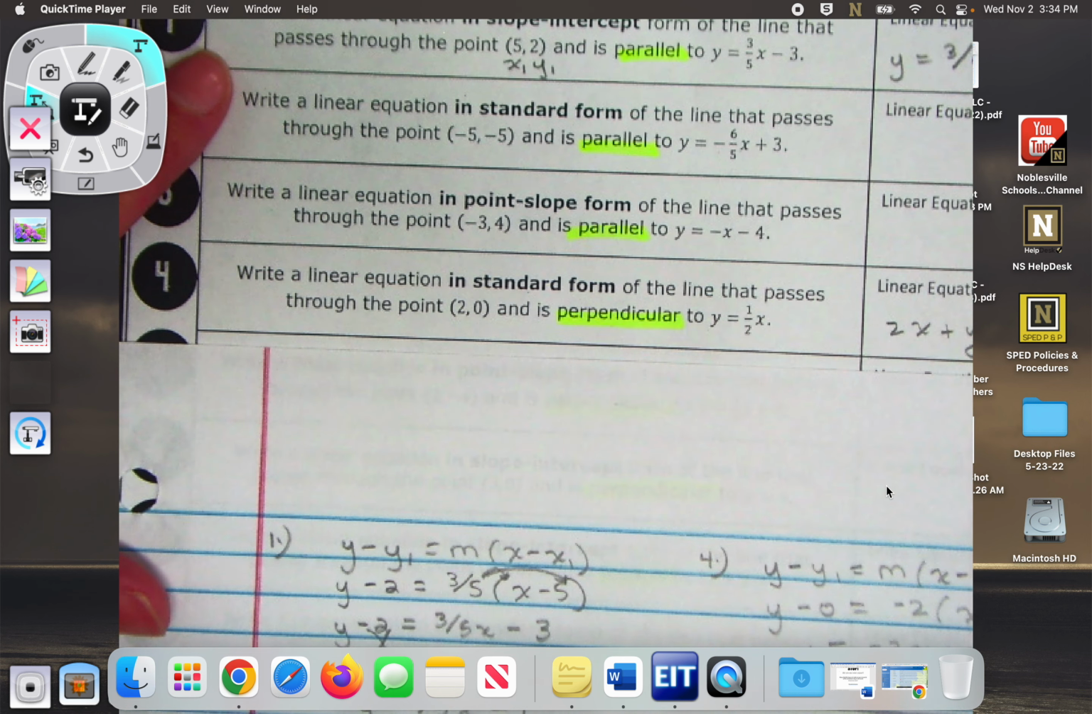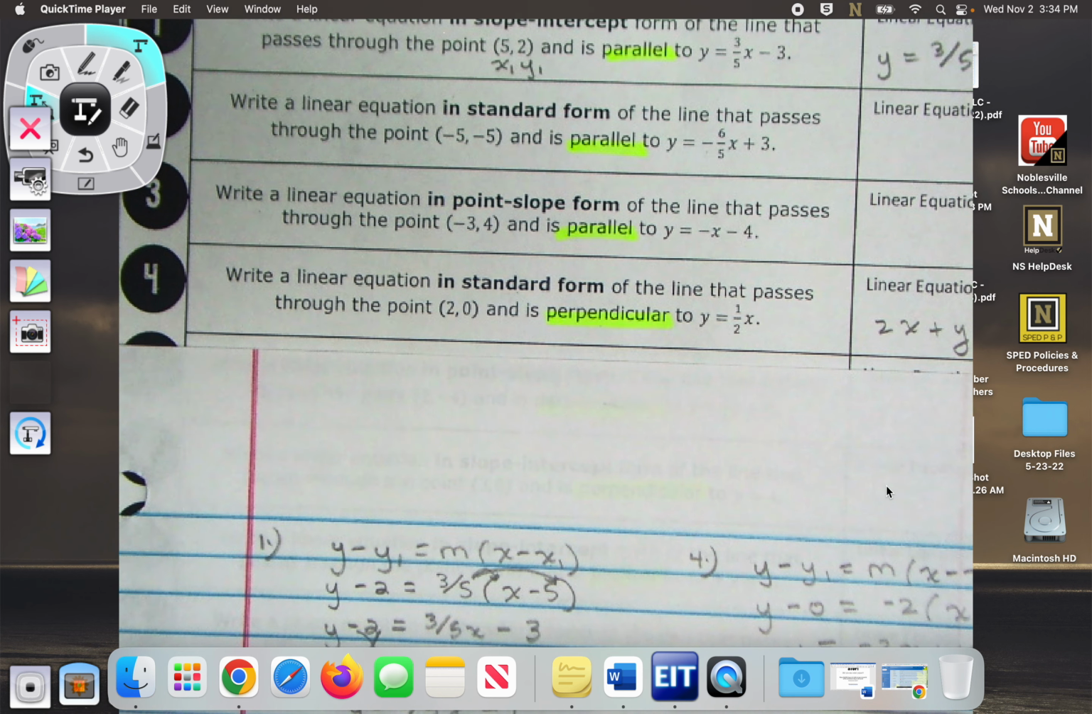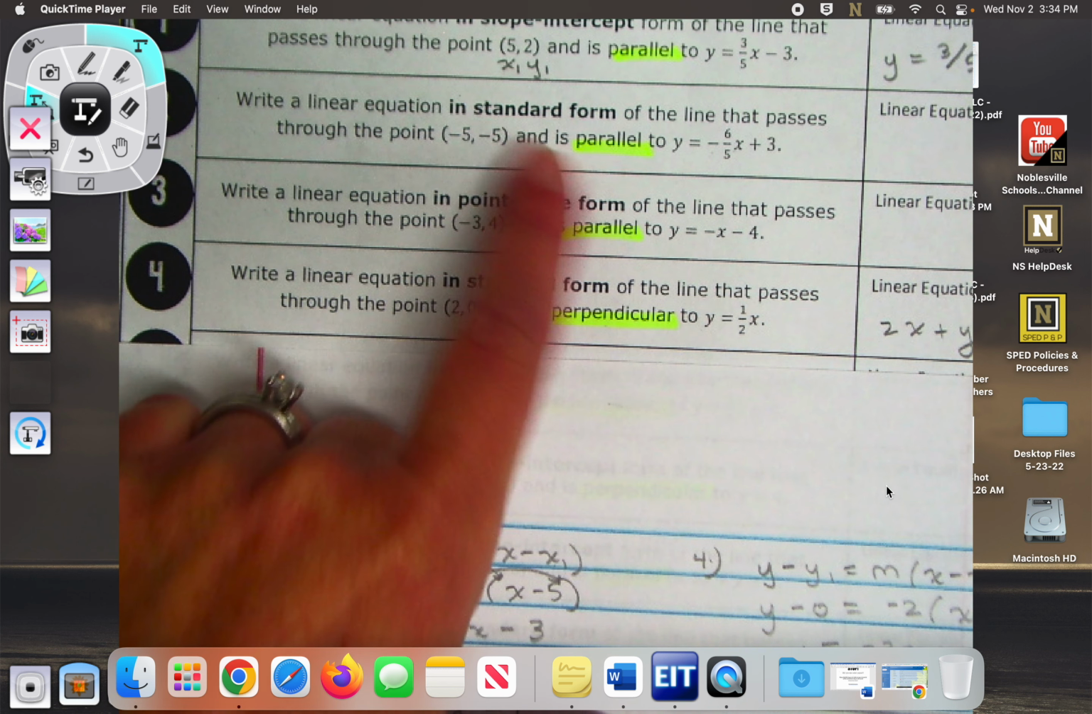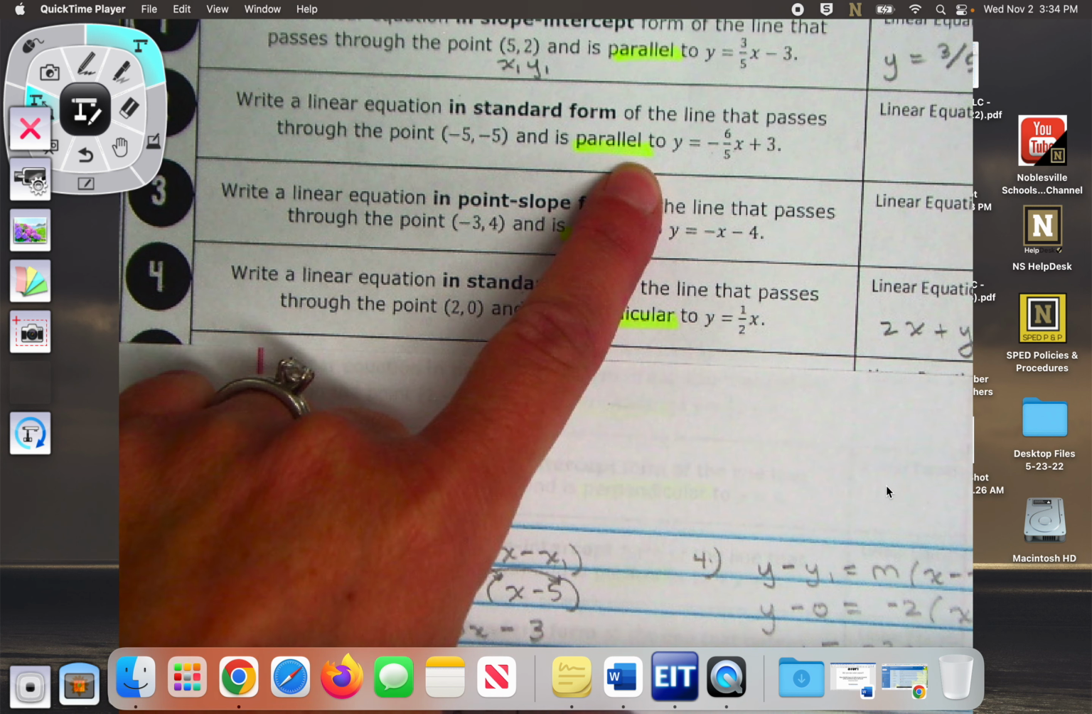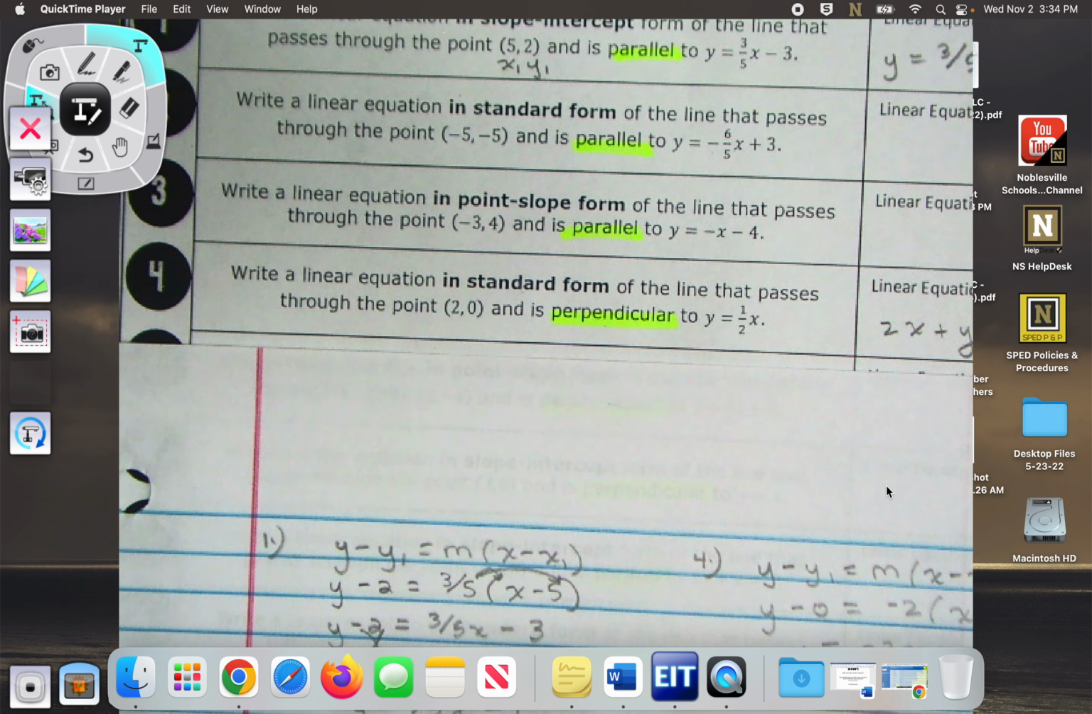So you guys have about 6 minutes. I think you probably get 1 or 2 more of these done. It is not homework. I just want you to do the best you can. Pay really close attention to how they want it and if it's parallel or perpendicular. I don't want any talking. If it becomes chaos in here, this will be homework.